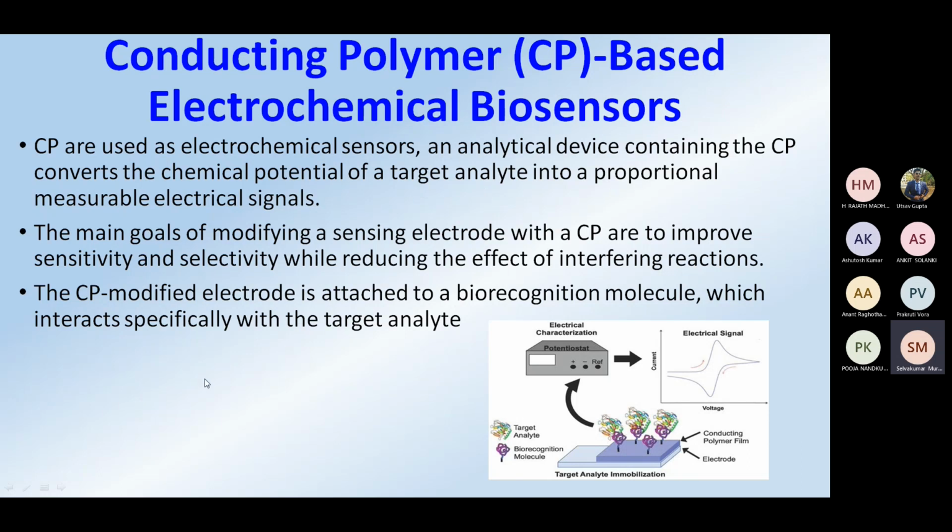The main goal of modifying a sensing electrode with the conductive polymer is to improve the sensitivity and the selectivity while reducing the effect of the interfering reactions. The conductive polymer modified electrodes are attached to a biorecognition molecule, like an antibody, which specifically interacts with the target analyte, which usually comes from the samples. Once they react, you'll get changes in the output, like a current or the voltage.